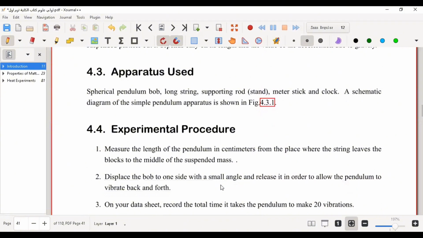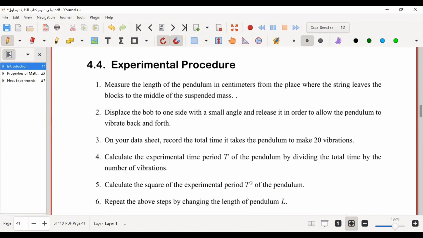So the tools used in this experiment, or the apparatus, means a simple pendulum. And we may write this simple pendulum as components like a spherical pendulum bob, long string, and supporting rod or stand. These are the components of the simple pendulum. Also, we need a meter scale or a ruler, and we need a clock or a stopwatch to record the time. How to carry out this experiment? This is known as the experimental procedure.